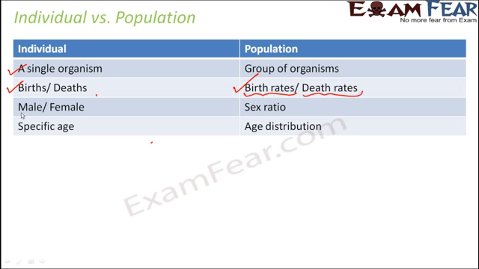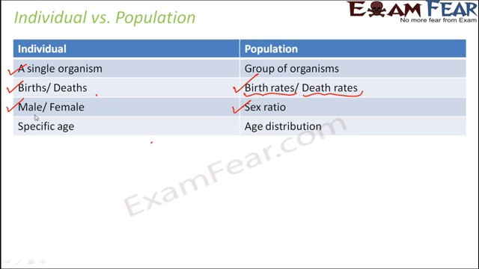Similarly, in case of an individual, we talk about a distinct sex, whether the individual is male or female. But we cannot say that the population is male. The population can consist of males or females, or it can consist of both. So we talk about sex ratio, that is what percentage of males exist in a population and what percentage of females exist in a population.